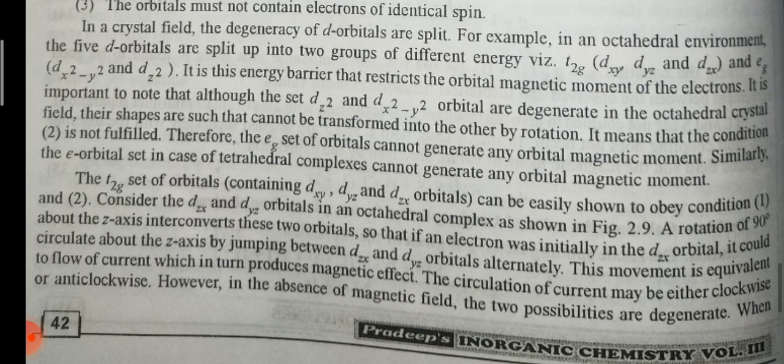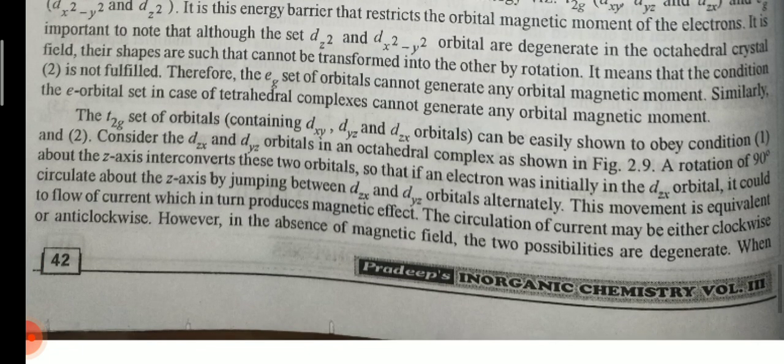Therefore, the EG set of orbitals cannot generate any orbital magnetic moment. Similarly, the E orbital set in the case of tetrahedral complexes cannot generate any orbital magnetic moment. The T2G set of orbitals containing dxy, dyz and dzx orbitals can be easily shown to obey conditions first and second. Consider the dzx and dyz orbitals in an octahedral complex.